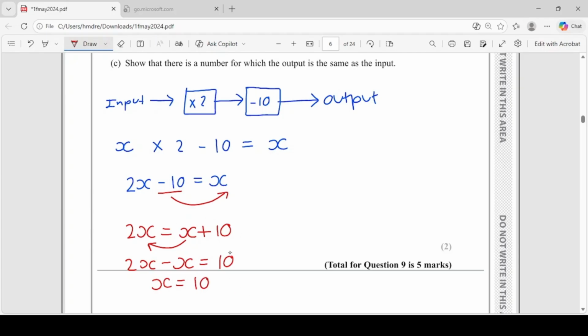And so this is actually showing us when we put in 10 here. So if I put in 10 to the input, times it by 2, I'm going to get 20. Take away 10, and it's going to give me 10 for my output. So we can see this is the number. The input is the same as the output.